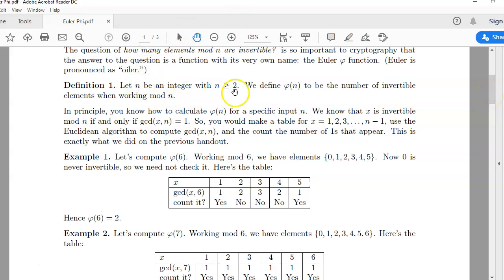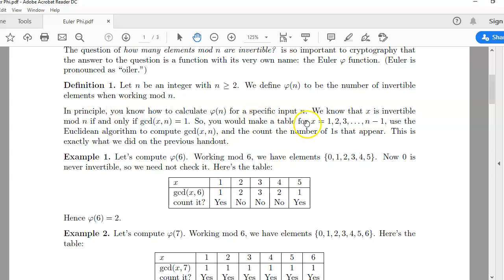Let n be an integer, and we define phi of n. So when you plug in n, you get back a value phi of n, and that value is going to be the number of invertible elements mod n, and that's it. Okay, so phi of n is just a shorthand for how many elements mod n do I have that are invertible, and that's it.